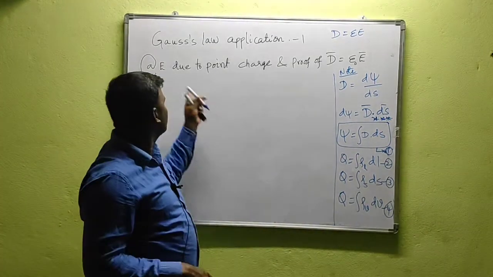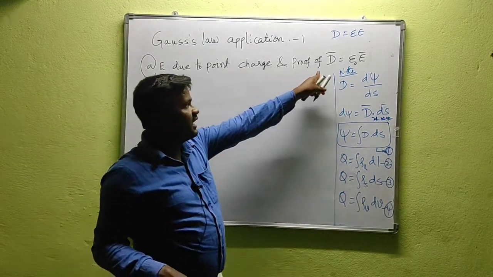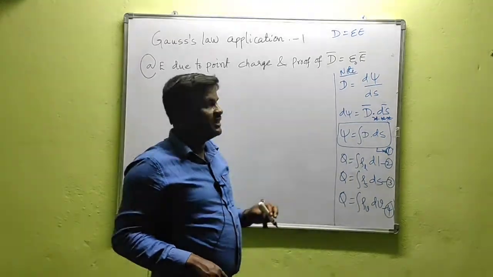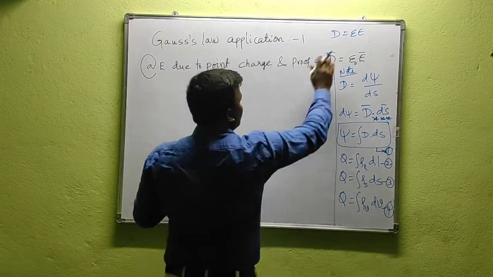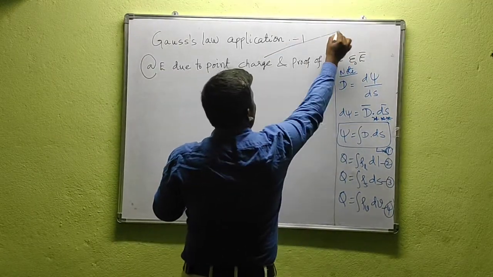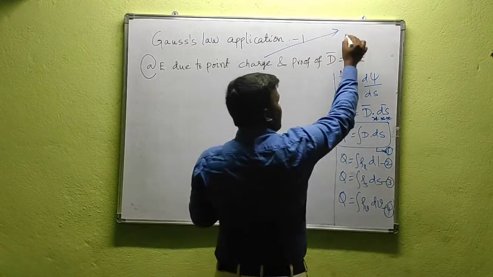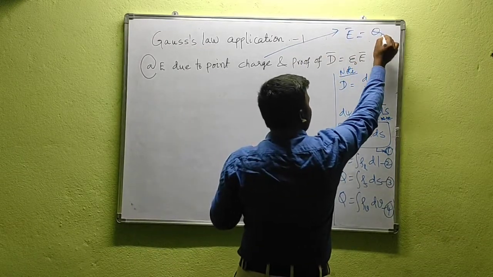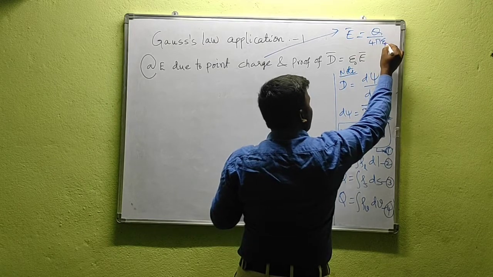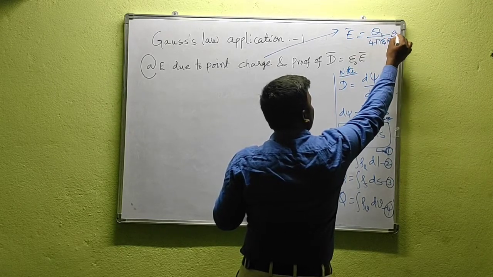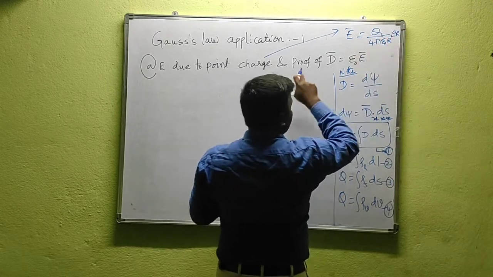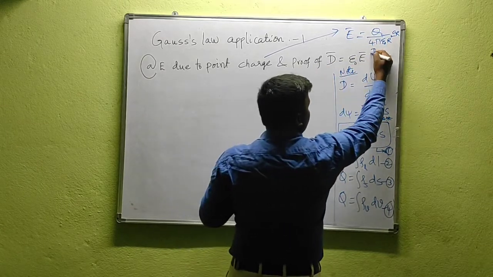First application: electric field intensity due to a point charge and proof of D equal to epsilon naught E. We already know that the electric field intensity due to a point charge is E equal to Q by 4 pi epsilon naught r square AR. And another application is D equal to epsilon E.